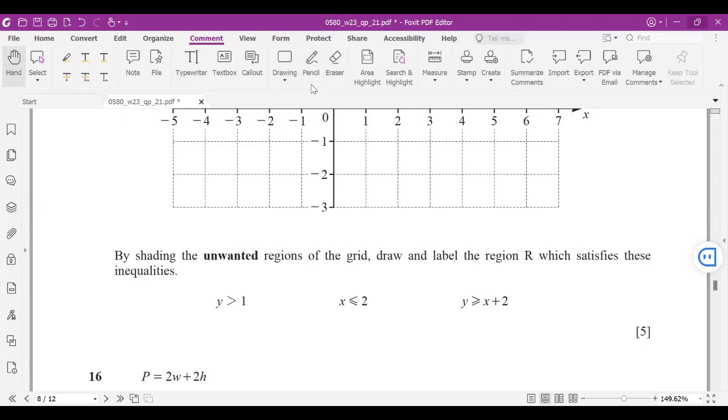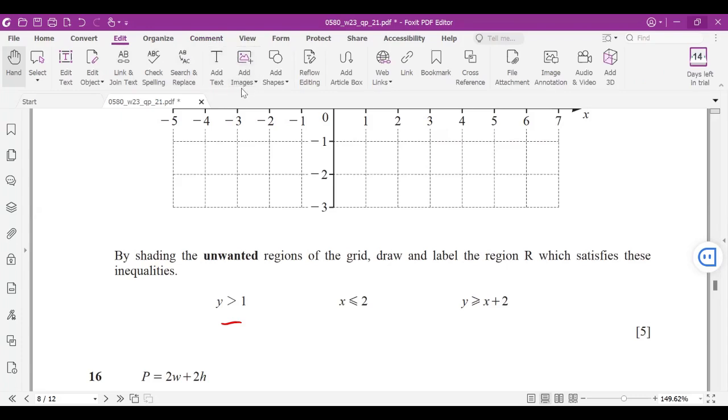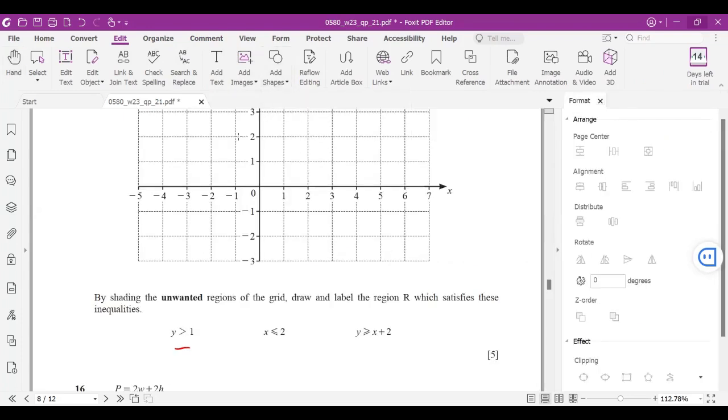So here, we have y. For this place, we have y is greater than 1. So we need to draw the line of y. First, we are going to use a line to represent y equals 1. But because it's a single inequality symbol, we are going to use a dotted line for this. So we move on to pick up a line. Okay, y equals 1.